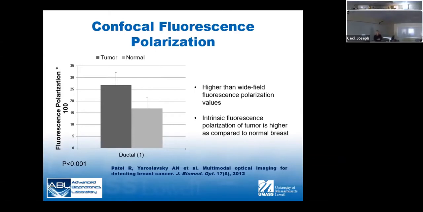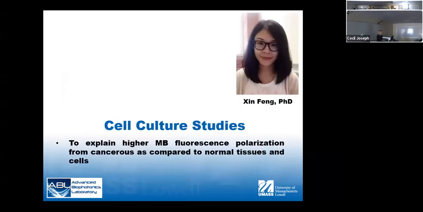Immediately, we put in an NIH proposal, and it came back, not discussed, stating that there must be some mistake here. It's an error. It cannot be. It is not possible. So we published this finding, but not in Cancer Research as the previous publication, but in Journal of Biomedical Optics.